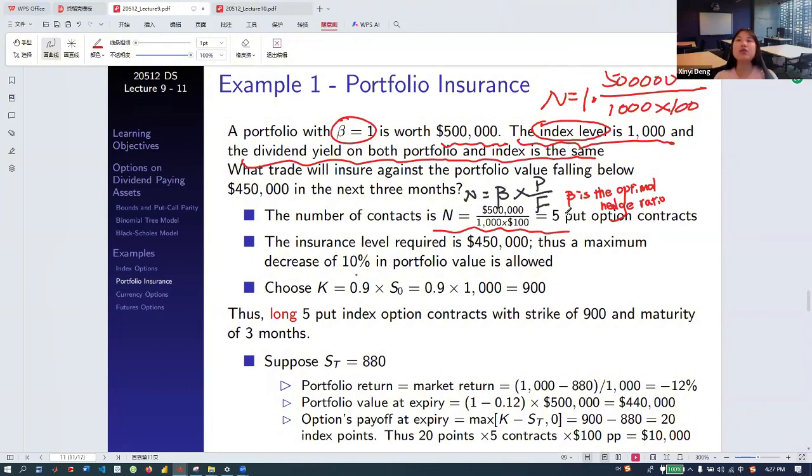Here, actually, we are not shorting call options. We are actually longing put options. Sorry about that. Of course, if we are using call options to do the hedge, that would be shorting 5 options.